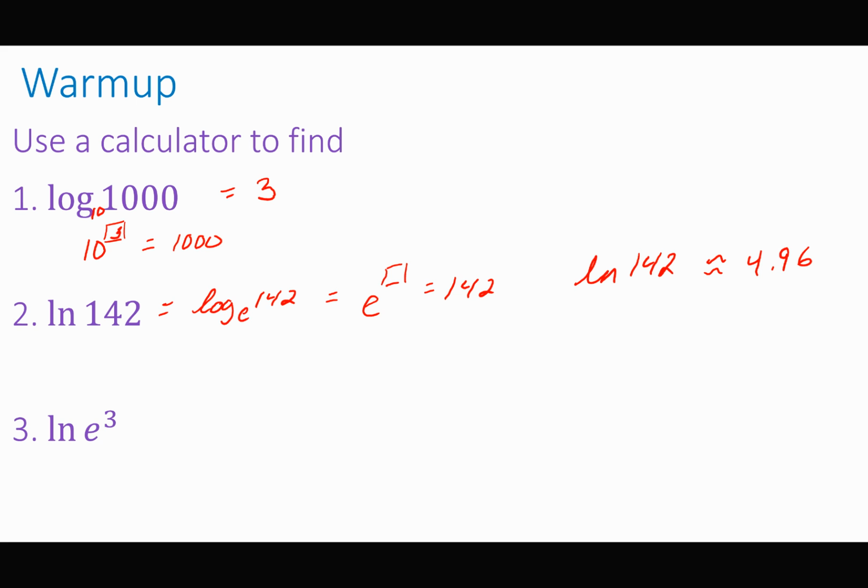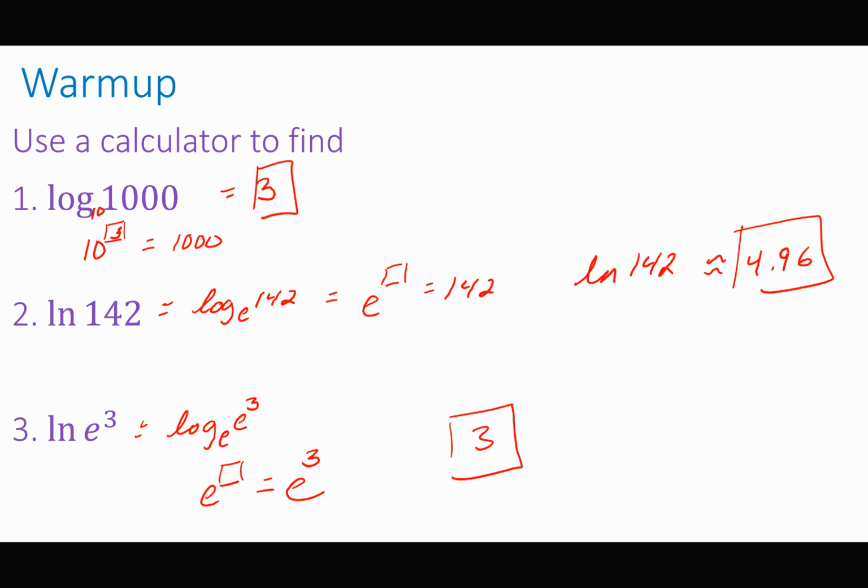Now number 3, natural log of E cubed. So natural log again is just log base E of E cubed is what this is saying. So exponential form, I know this is E to the something equals E cubed. Well, that something would have to be 3. So this one is also 3. But we could use our calculator. That's what I even said on there. Use your calculator. So we need to be able to work with our calculator to do logs and natural logs.